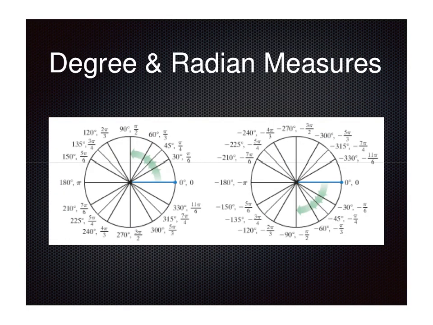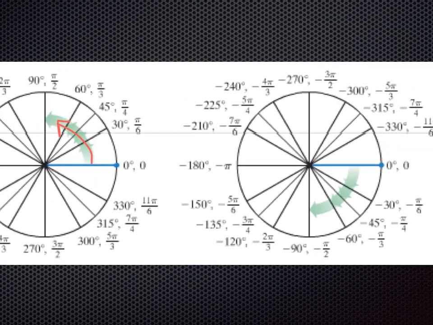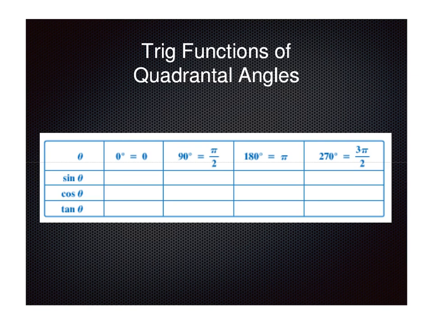I've talked to you about this before, so I'm not going to spend much time on it. If I have a positive degree or radian measure, which way do we go? Up. If I have a negative degree or radian measure, which way do we go? Down. Okay, easy enough.